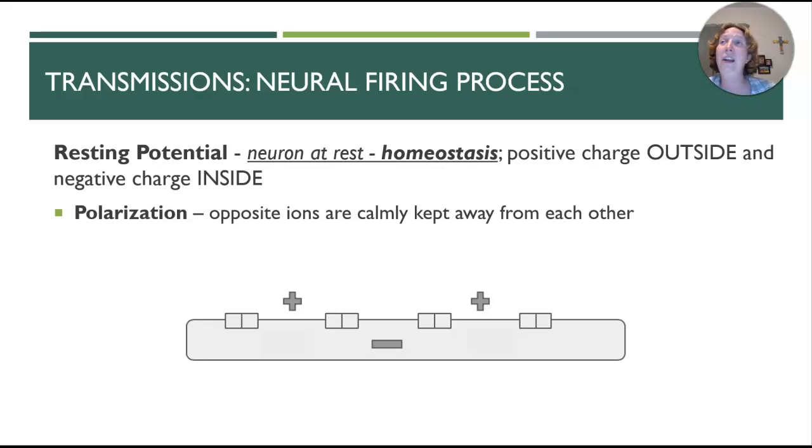It is not firing. It is not recharging. It's just there. It's at rest. There's a positive charge on the outside of the neuron and a negative charge inside the neuron. I suggest you draw something that looks like this. And we have polarization. Think of the idea of polar opposites. When some people are polar opposites or magnets are polar opposites, they stay away from each other. And as long as they stay away from each other, nothing bad happens. It just chills. So opposite ions are calmly kept away from each other.